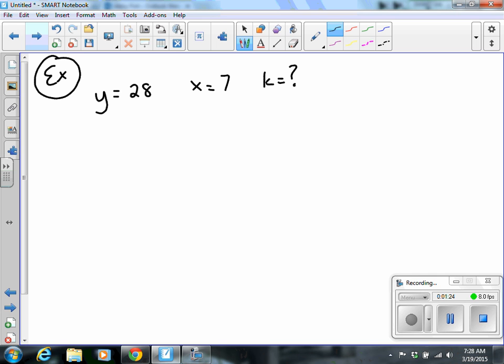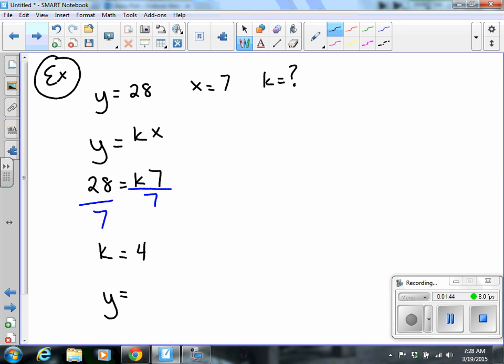With this, we're going to plug it right into our direct variation equation, which we know is y equals kx. So we have 28 equals k times 7. This is just like any other algebra problem. We're going to divide by 7. So k has to equal 4. So my equation is y equals 4x.